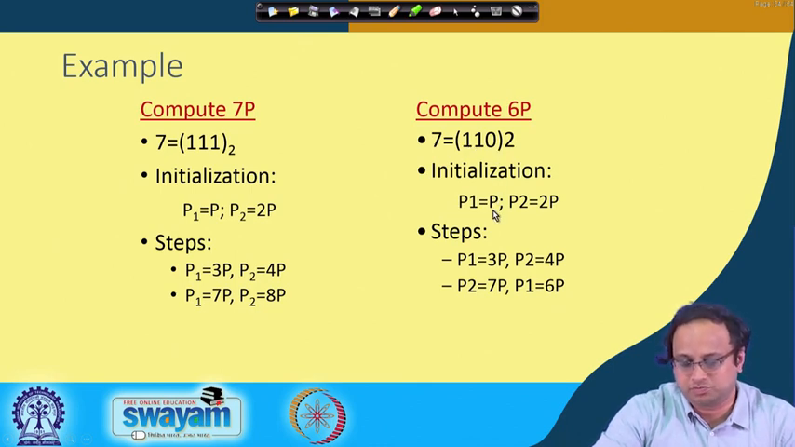So again I initialize p and 2p for P1 and P2 respectively, and since this bit is 1, I do an addition in P1, that is p plus 2p is 3p. I do a doubling, which is 4p. But since this bit is 0 now, I do an addition in P2. So I add 3p with 4p, I get 7p, but I double P1. If I double P1, then from 3p I get 6p, and note that the final result is stored in P1. So it correctly computes 6p.